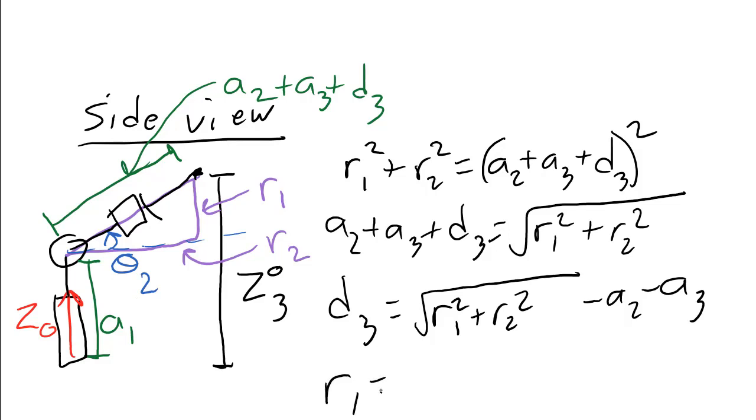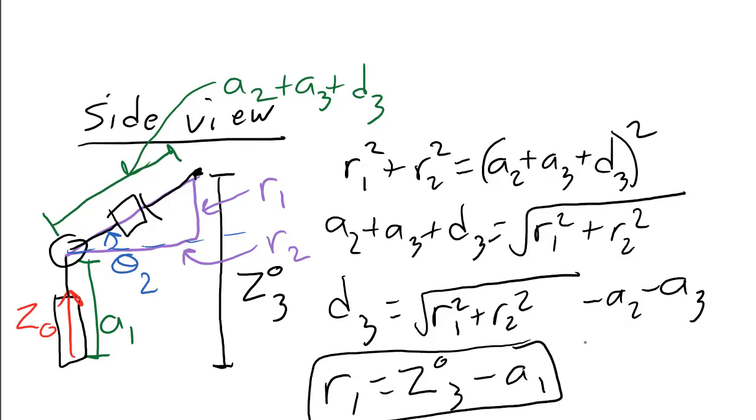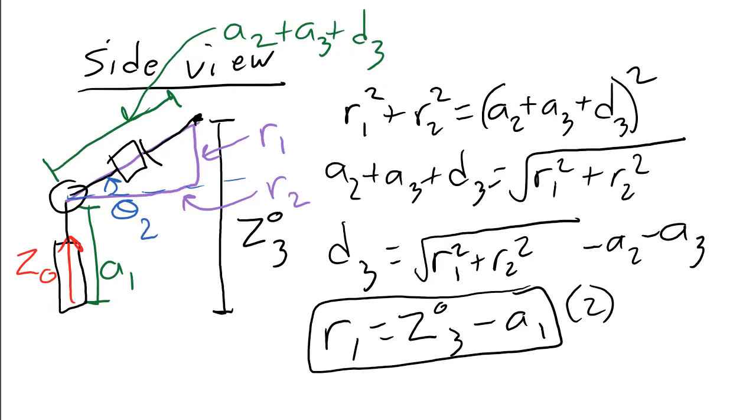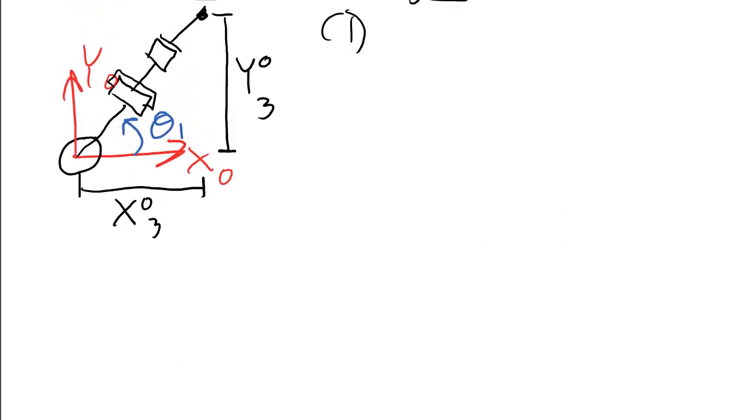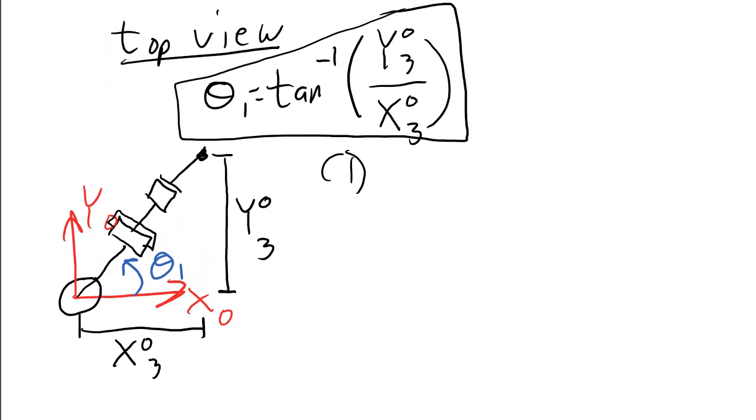To get R1, this is pretty simple. I can just use z, the z position, minus the link length A1. I'll call this equation 2. Now, I need to figure out what R2 is. To find R2, we need to actually look back at our top view diagram. We noted previously that this length here is not A2 plus A3 plus D3. This length actually is R2. So I can find an expression for R2 from this top view by using the Pythagorean theorem.